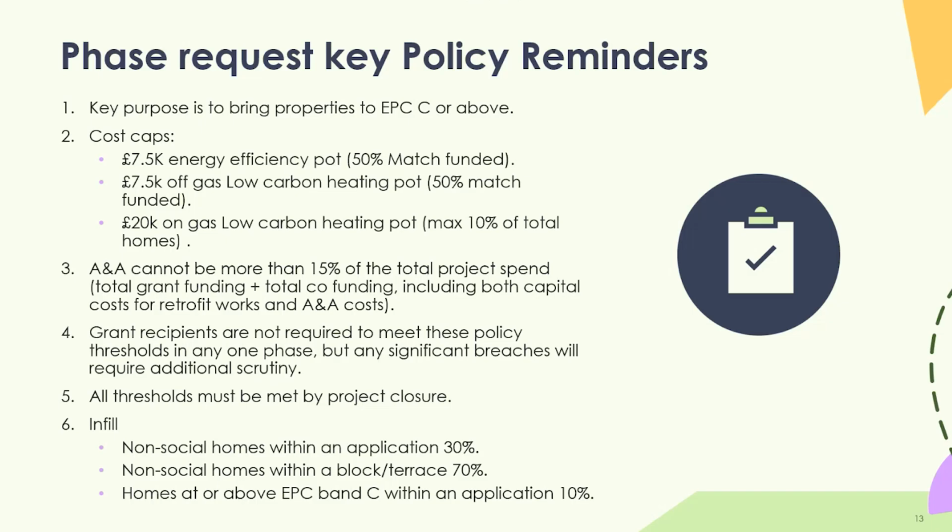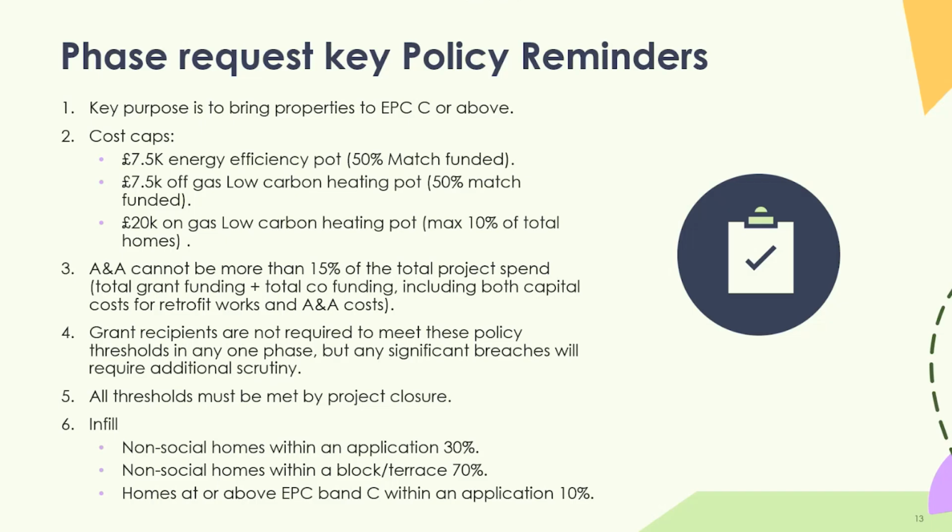I think the only threshold that isn't flexible is the 70 or 80% of homes. So 70% of non-social homes within the block or terrace. So if you're doing, and I doubt many people in social housing will be doing 70% non-social homes, but if you were considering that, that's a hard line. If you had a block of flats with 80% non-social homes, which you wanted to do external wall insulation on, that wouldn't be possible within the policy.